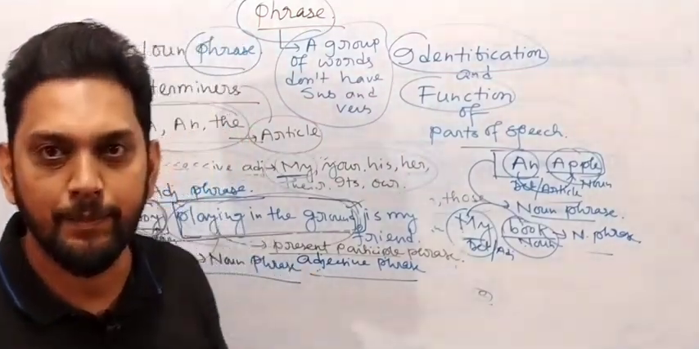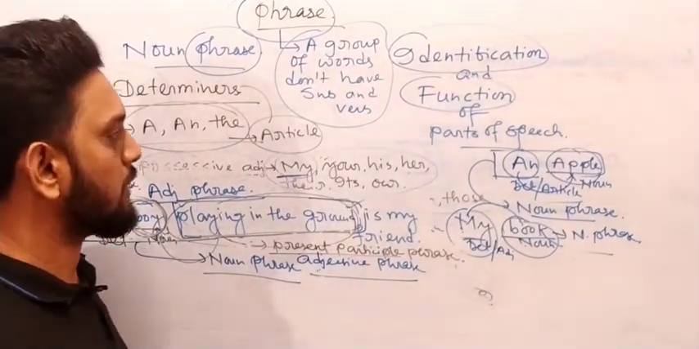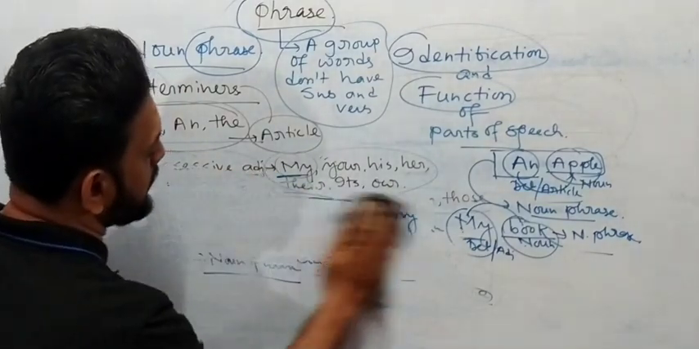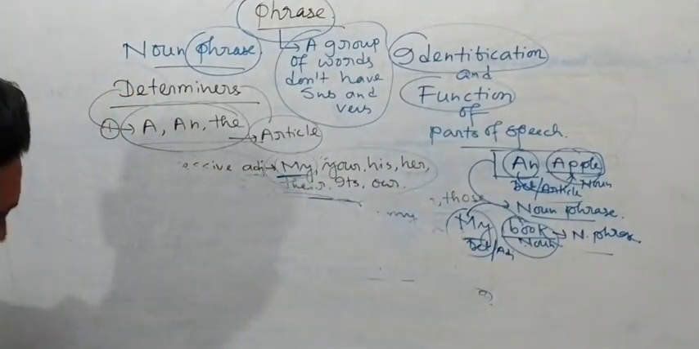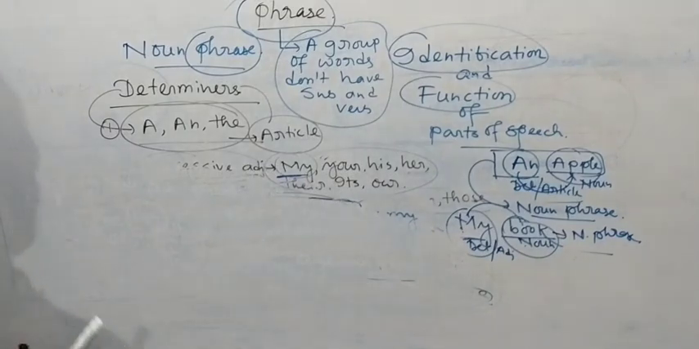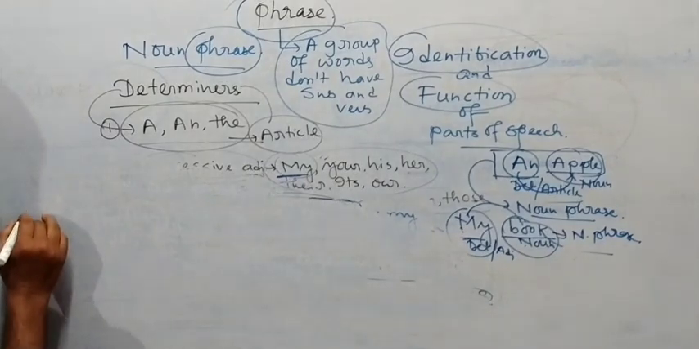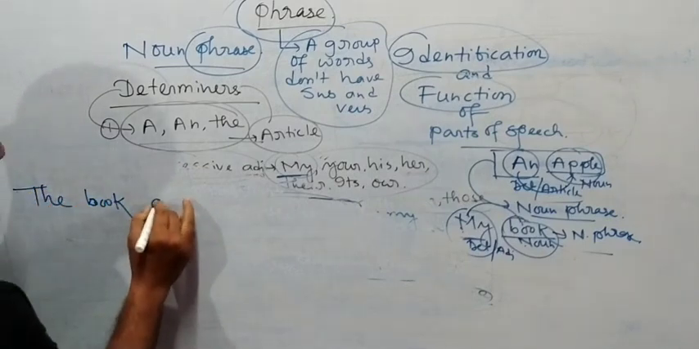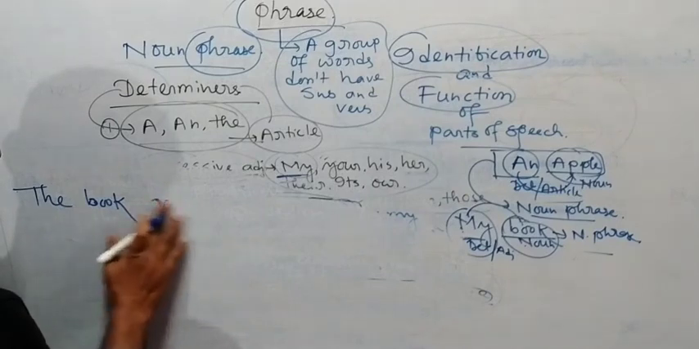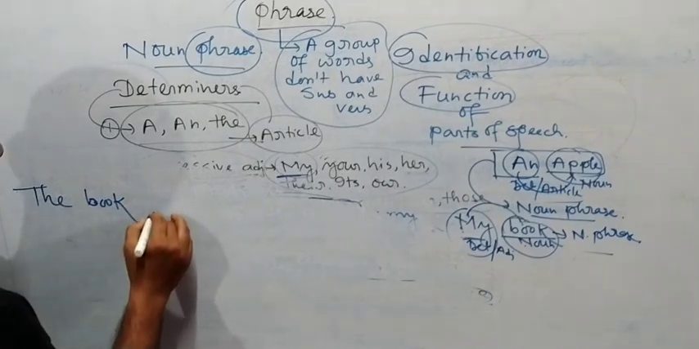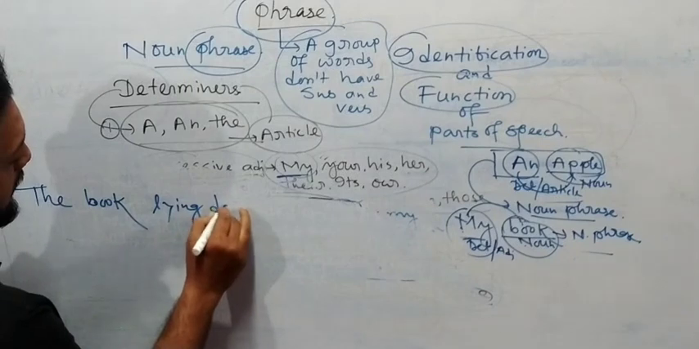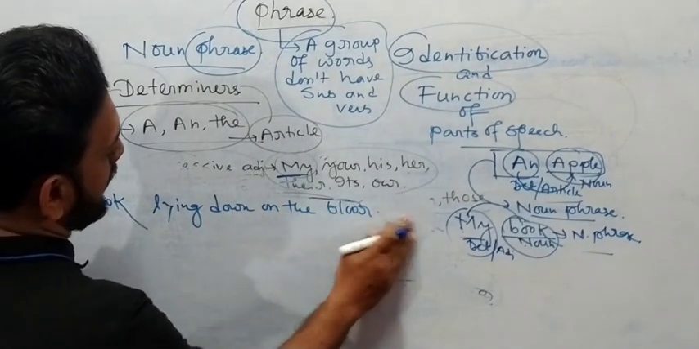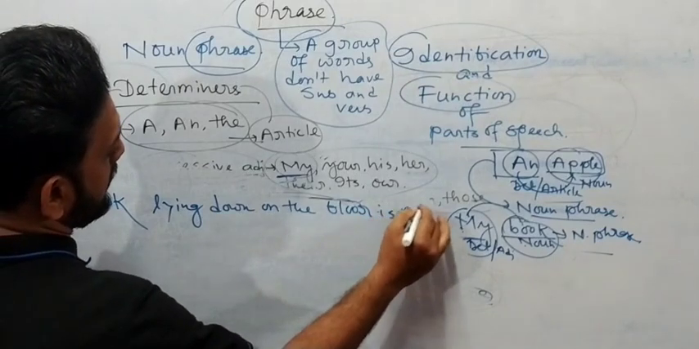So there are many examples I can create for the adjective phrase. I think all of you have written this question and also understand it. Next one I can write for all of you. Write down. I am giving you a question. Try to figure out where you can get the adjective phrase. Write down: the book on the table. The book, okay, I write it simply: the book lying down on the floor. The book lying down on the floor is mine.